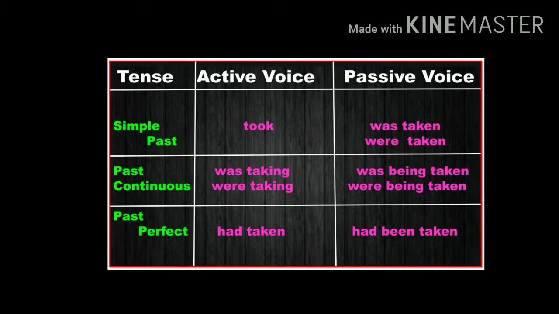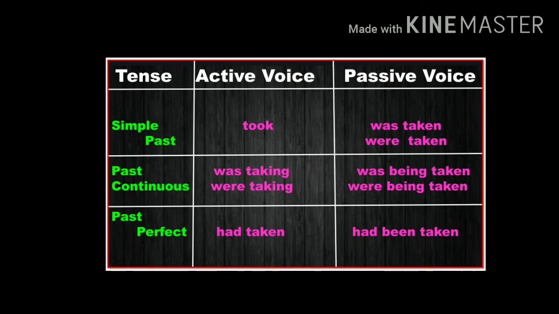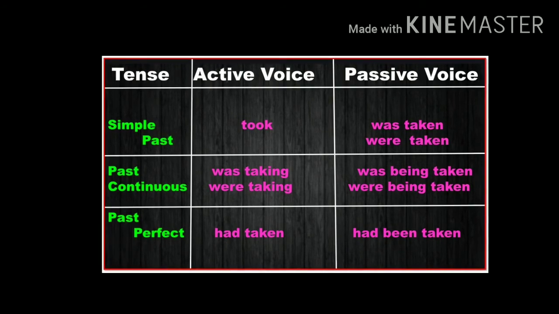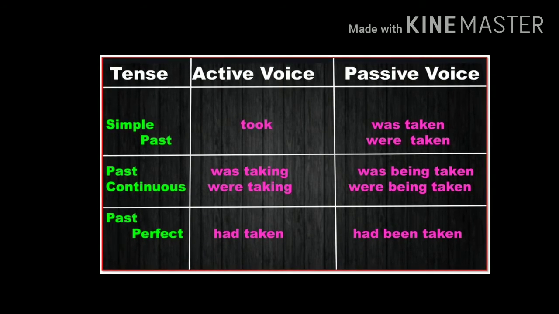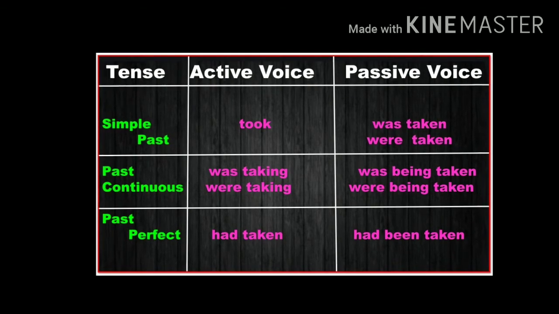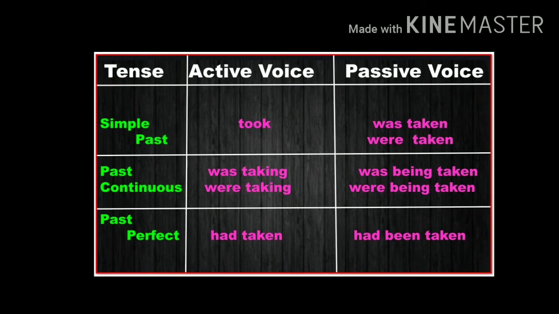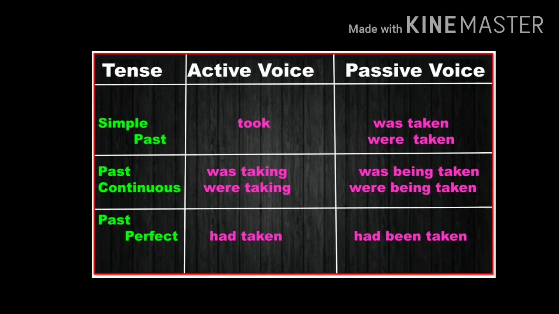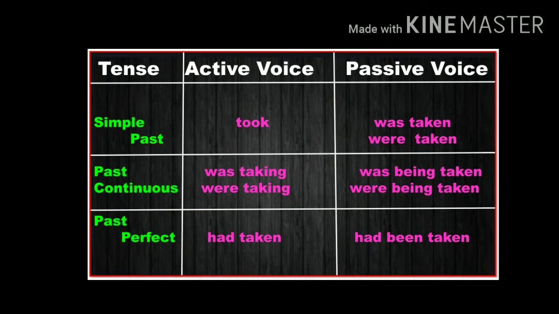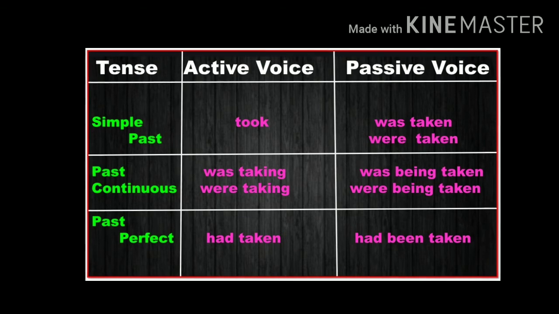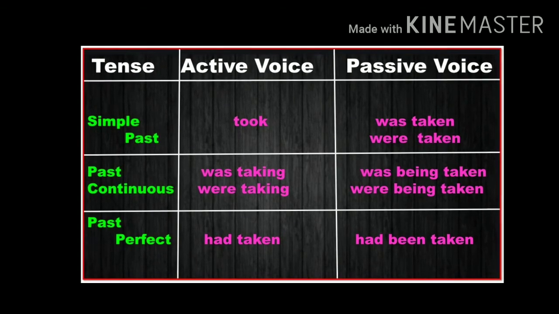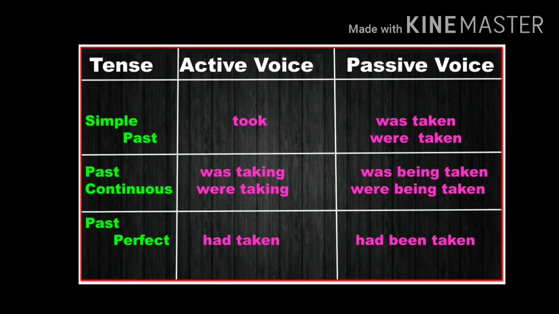Okay? Yes. The next one is simple past tense. In the active voice, we will have the past verb. So when it goes from active into passive, we will have the past auxiliary verbs was or were plus the past participle of the verb, or third form of the verb. So look at the example: took is in the active. When it goes to passive voice, was taken or were taken.